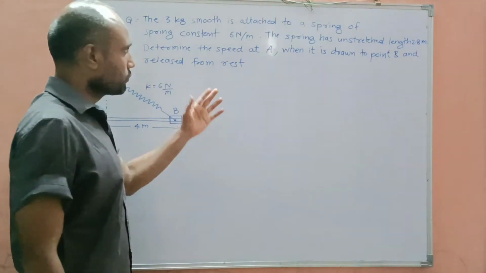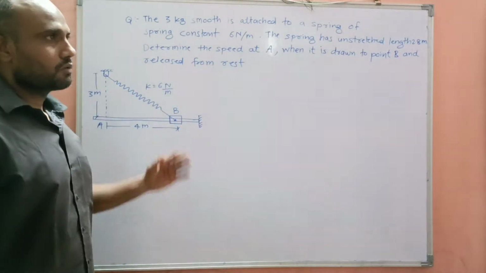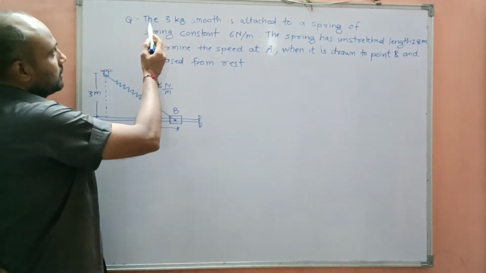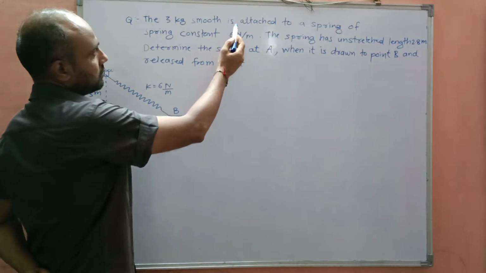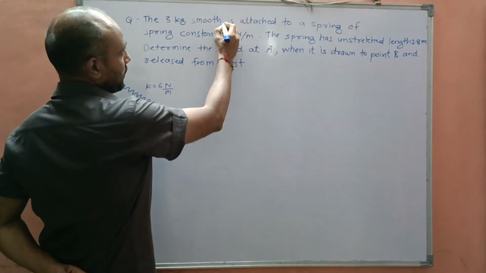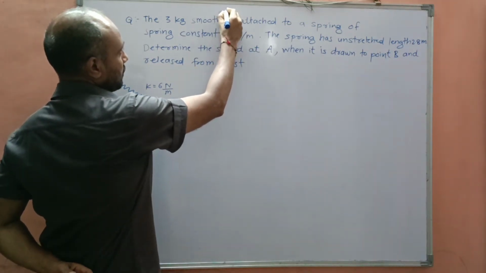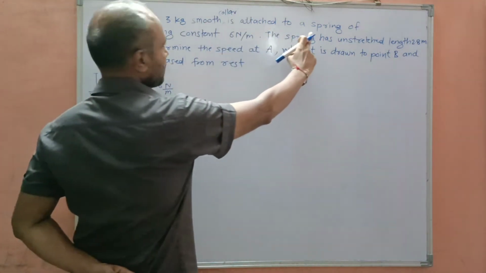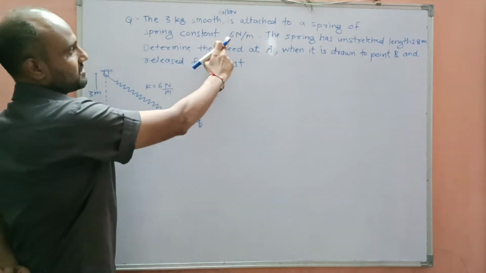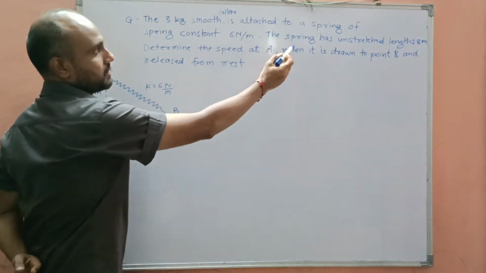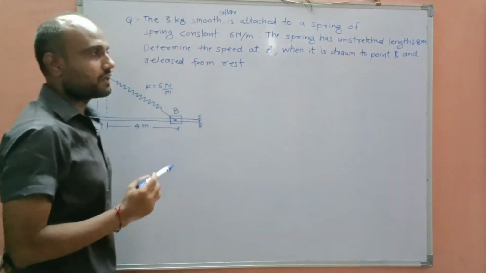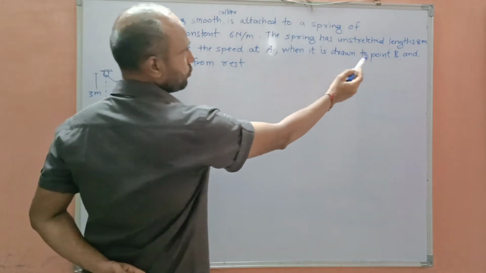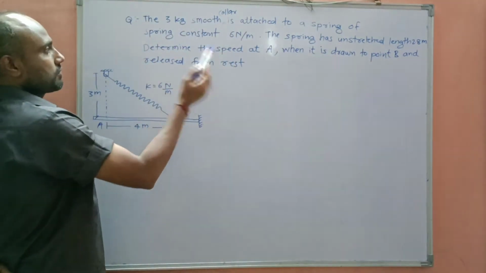Hello students, today we are going to study this problem which is based on the work energy principle. The question statement is: the 3 kg smooth collar is attached to a spring of spring constant 6 Newton per meter, and the spring has an unstretched length of 2.8 meter. Determine the speed at A when it is drawn to point B and released from rest.